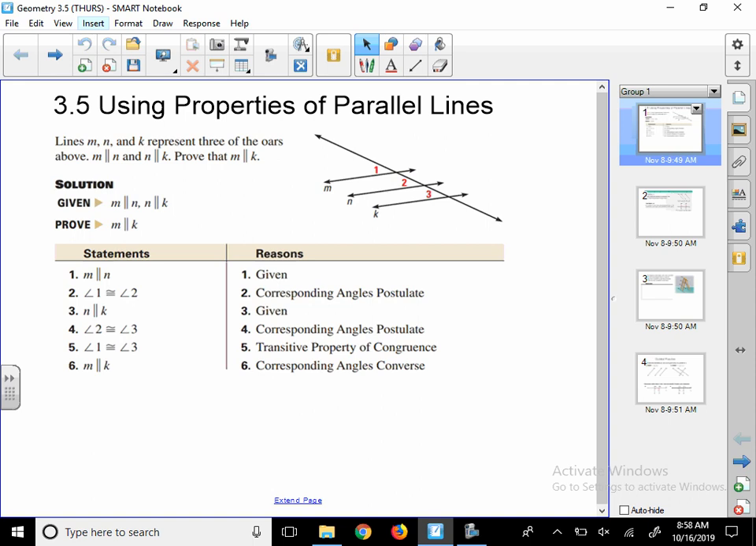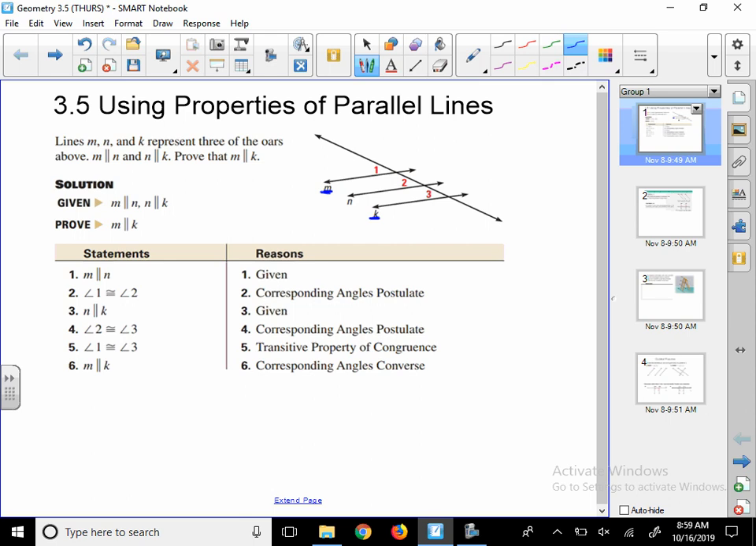They tell you that M is parallel to N and N is parallel to K. And we need to prove that M is parallel to K. So we want to show that this line and this line are parallel to each other. So we can see the proof.